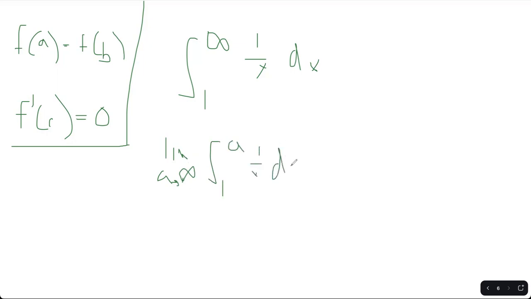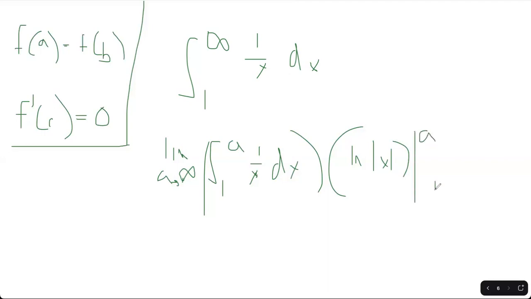Now ignore the limit for a second and just take this. Well, what's the integral of 1 over x dx? It's going to be ln absolute value of x. And then this is an antiderivative. It's not the general one. Sorry, it's going to be a definite integral. So it's going to be from 1 to a. And you just plug that in and you get ln of absolute value of a minus ln of absolute value of 1, which is just going to be 0. So it's just going to be ln absolute value of a.